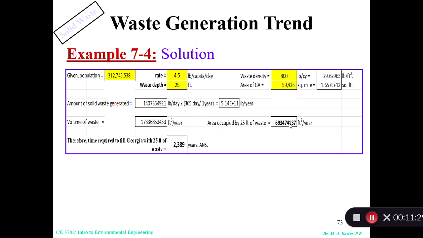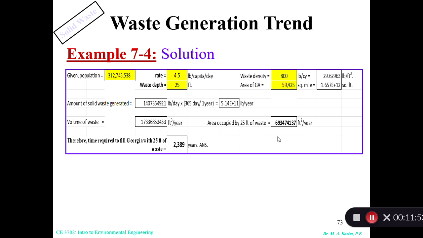25 feet, because how do I get this one? I did this divided by 25, which is, I think, 693,474,130 square feet per year. Therefore, the time required to fill Georgia with 25 feet of waste is equal to this.